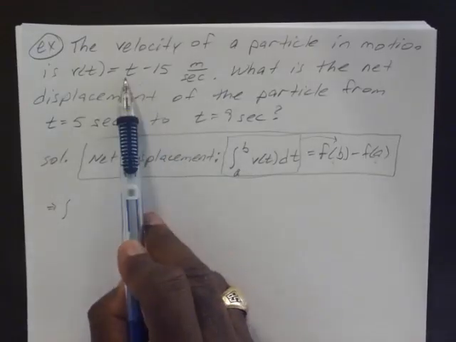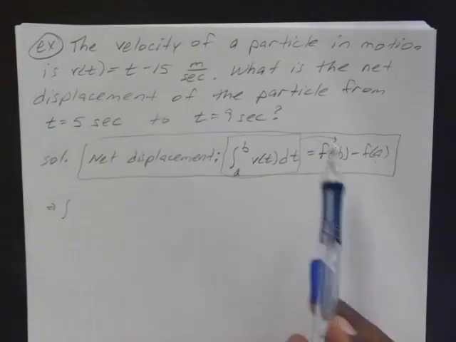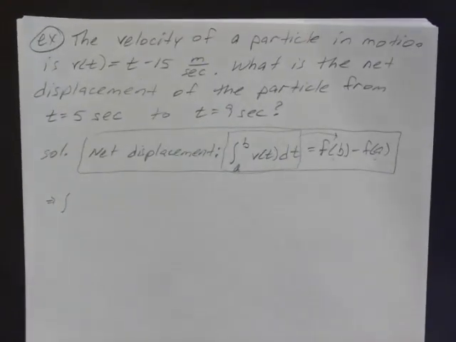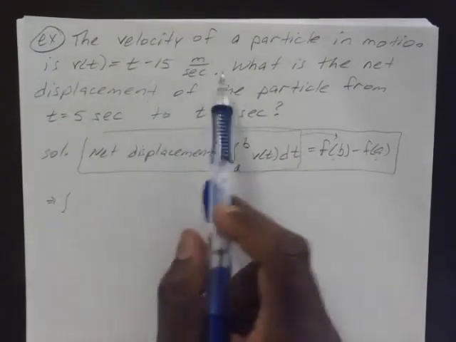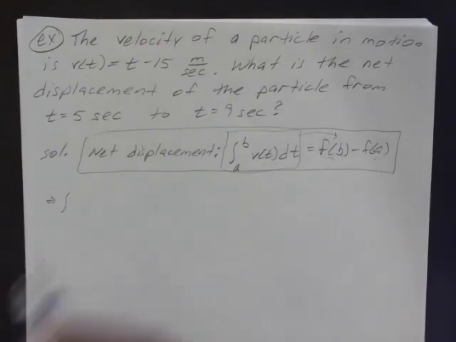Now you would use this side if you had the position function. If they gave you the position of the particle as a function, then you just plug in 9, and then subtract when you plug in 5. That gives you your displacement. But since we're given the velocity function, we have to use the integral of the derivative, which gives us our position function.